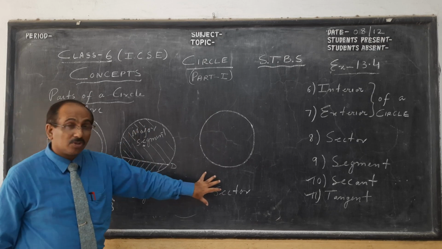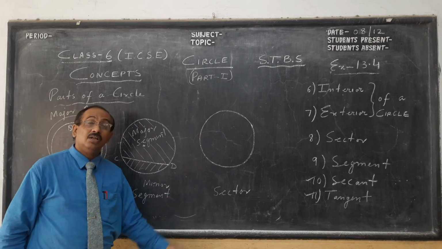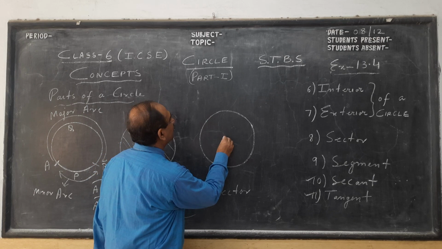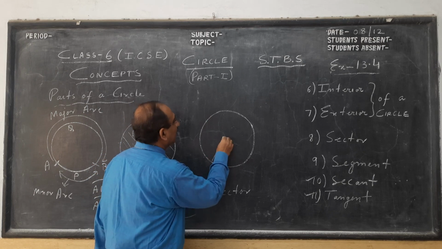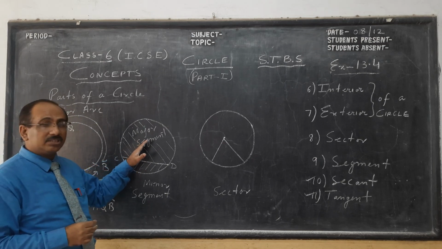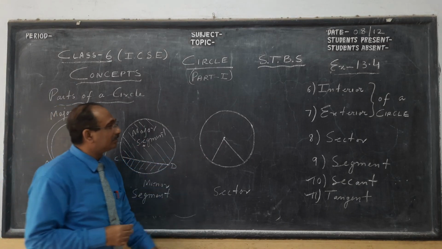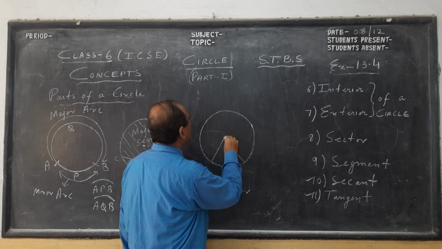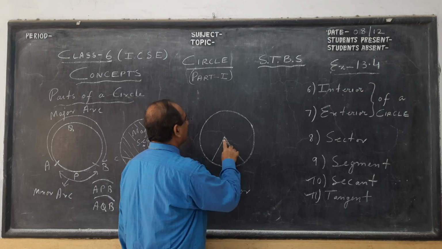Now see the difference, because this comes in geometry, this comes in mensuration. Sector generally comes in mensuration. Sector is like this, children, like a pizza piece. See, this is not the way they cut the pizza, no? You can see they cut it like this into many pieces. You will see pizza, they cut like this.